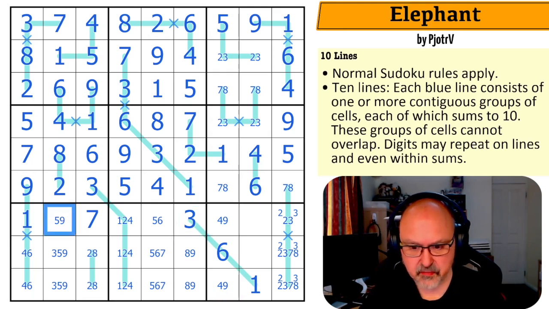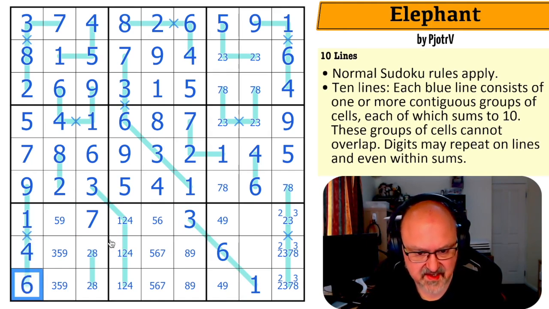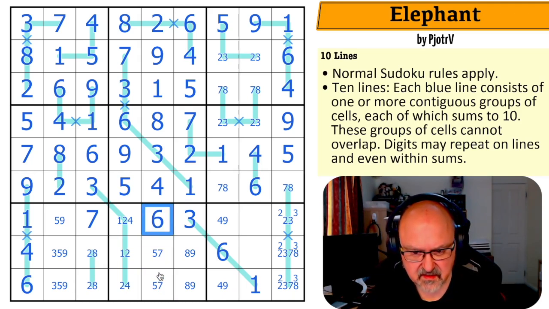The 3 takes 3 out of there. This 6 means that's the 4 and that's the 6. That takes 4 out of there. The 1 takes 1 out of there. Oh, 6. Those two 6s take 6s out of those. That becomes the 6. This 1 takes 1 out of there. This is the 1.